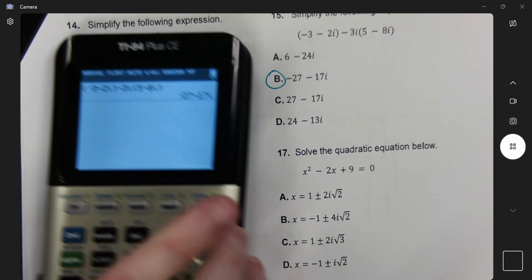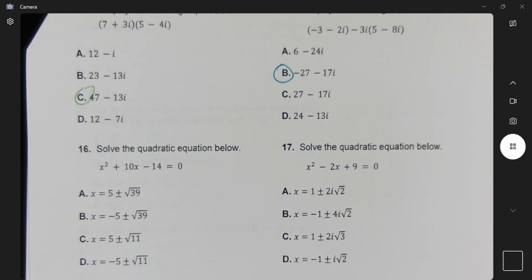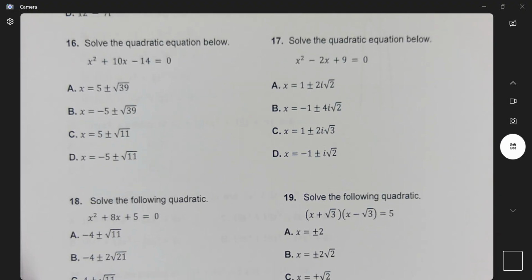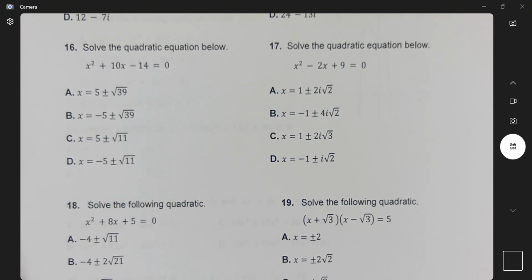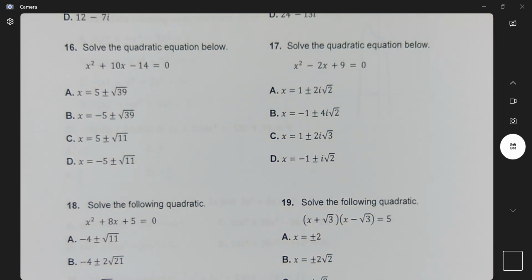There it is. All right, now number 16 says solve the quadratic equation. Now, when we're solving quadratics, we hope that we can solve by factoring, but as you can see, you're not solving this by factoring. So can Desmos give us our answers? Yes, kinda. So let's just use Desmos to cheese it as best we can, all right?